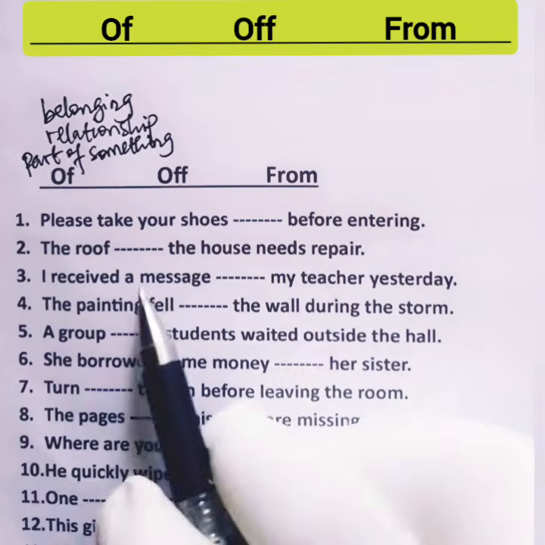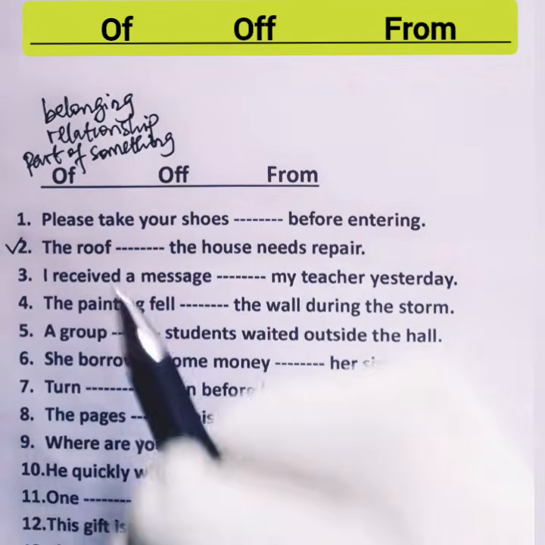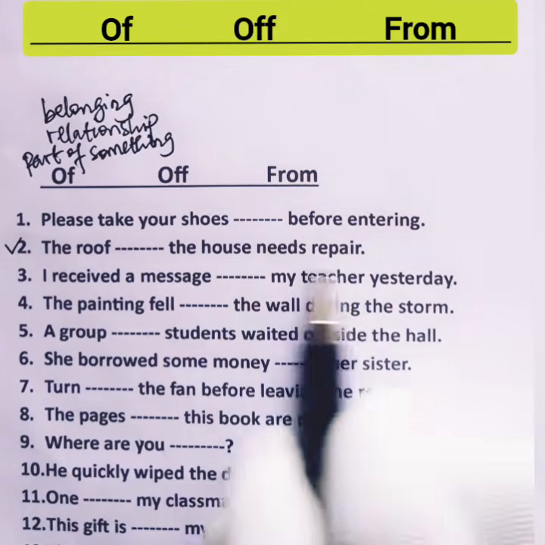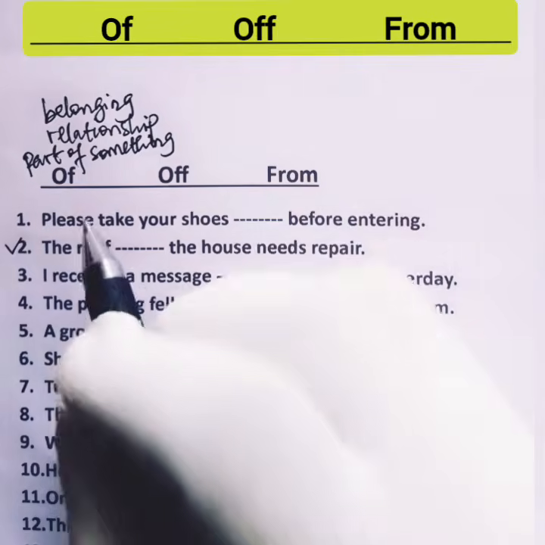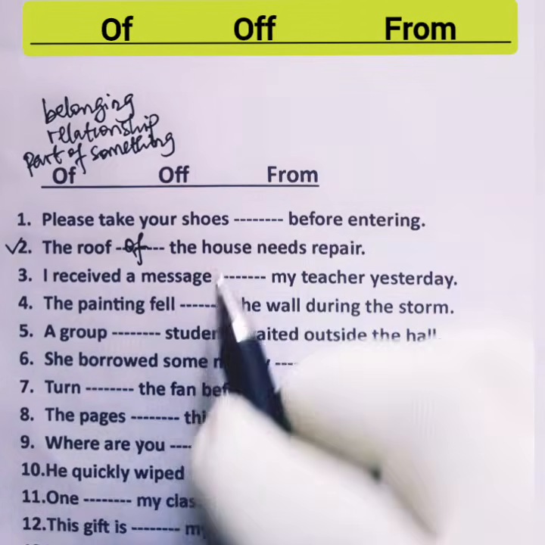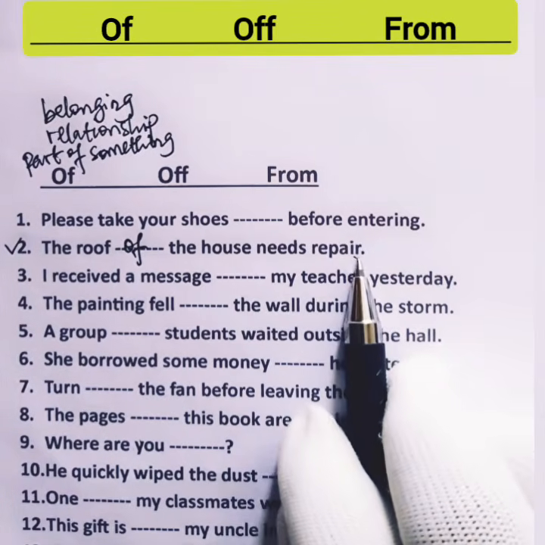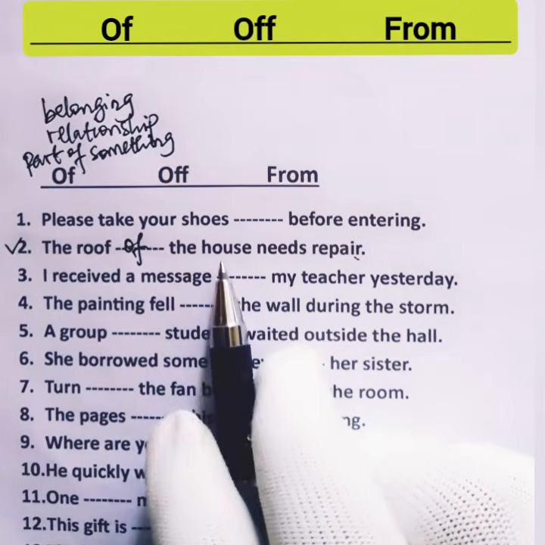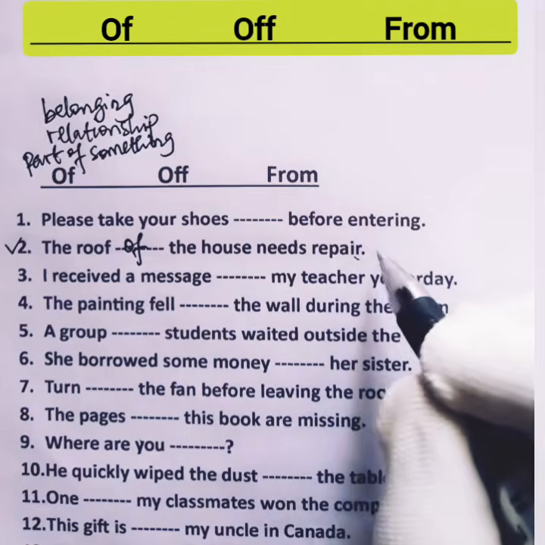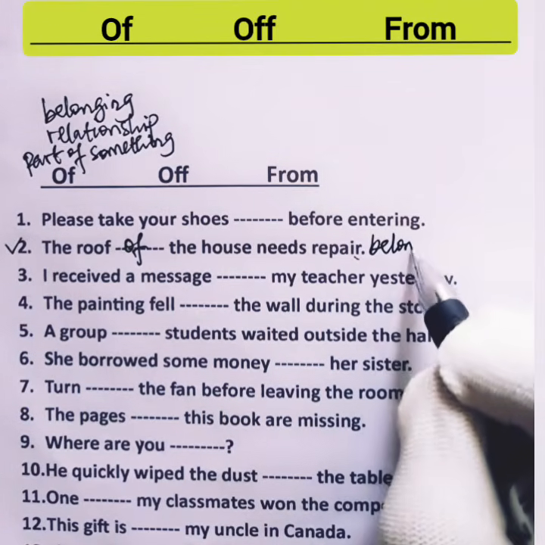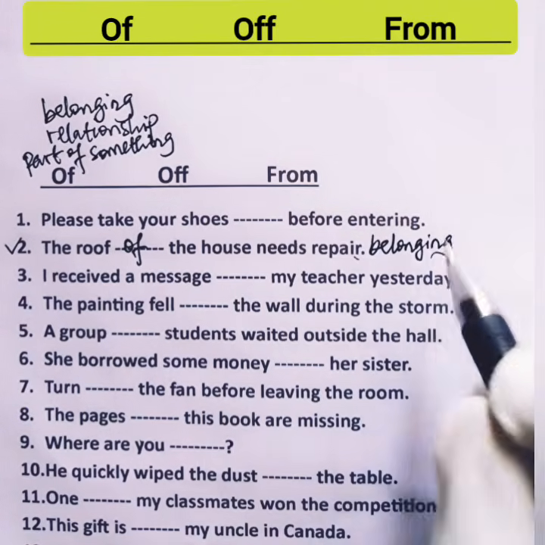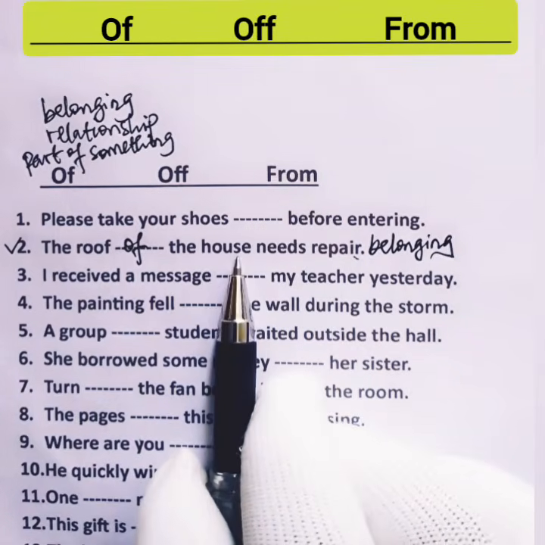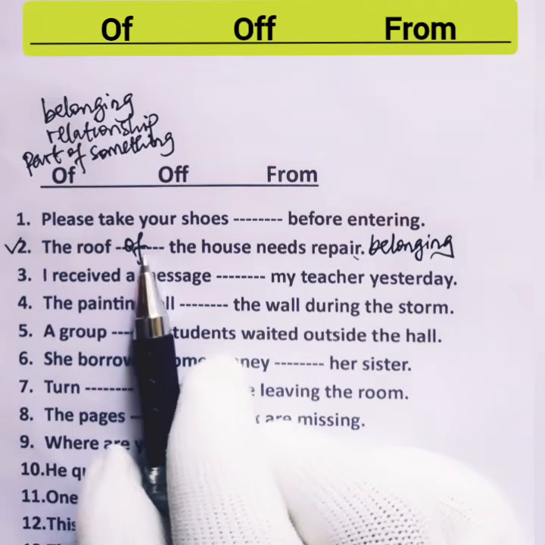The first one is number 2. The roof blank the house needs repair. We can say the roof of the house needs repair. What this means is that roof belongs to the house. So this is about belonging. We are talking about the relationship between the roof and the house. So of is the correct preposition.